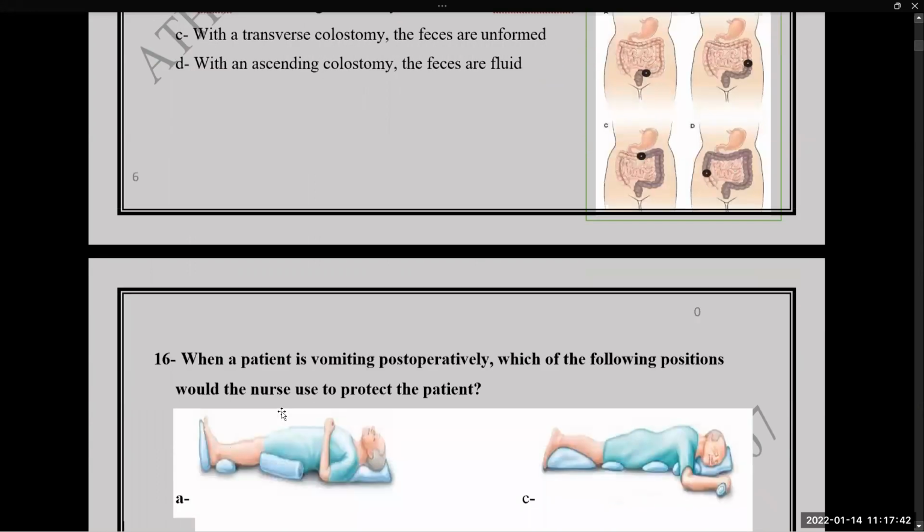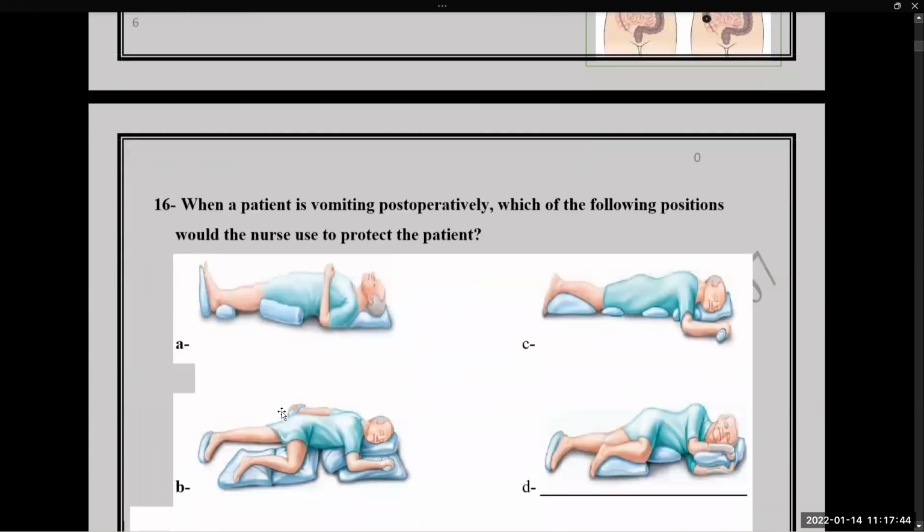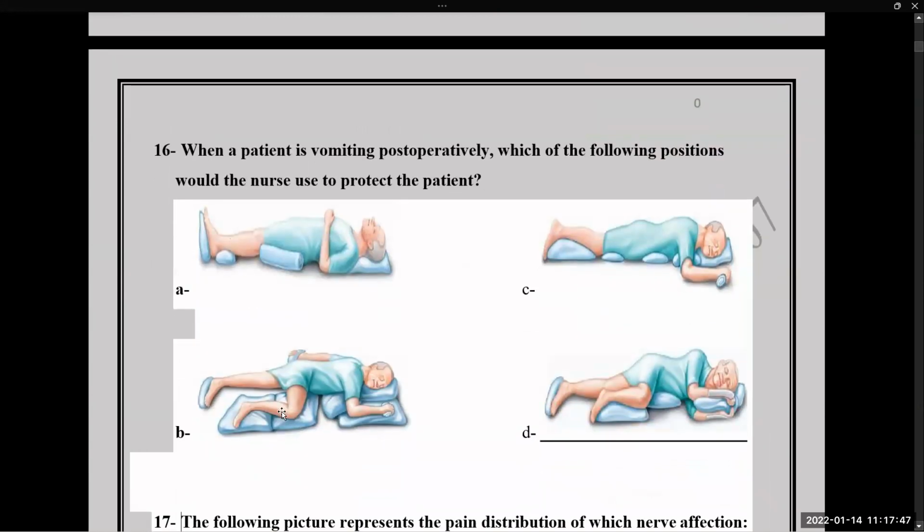You can read question number 16. When a patient is vomiting postoperatively, which of the following positions would the nurse use to protect the client? What position will you give? D. The patient is vomiting, so position A is wrong. C is also wrong. B and D are okay, but the better position is lateral with the head tilted towards one side. So the answer for this question is D.